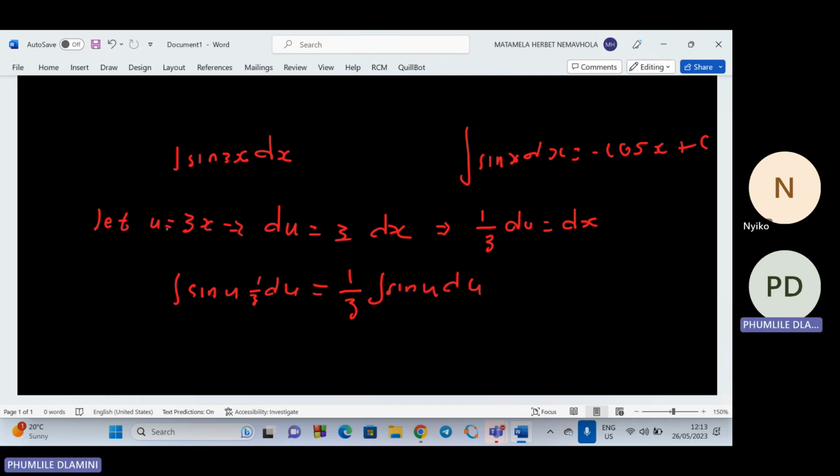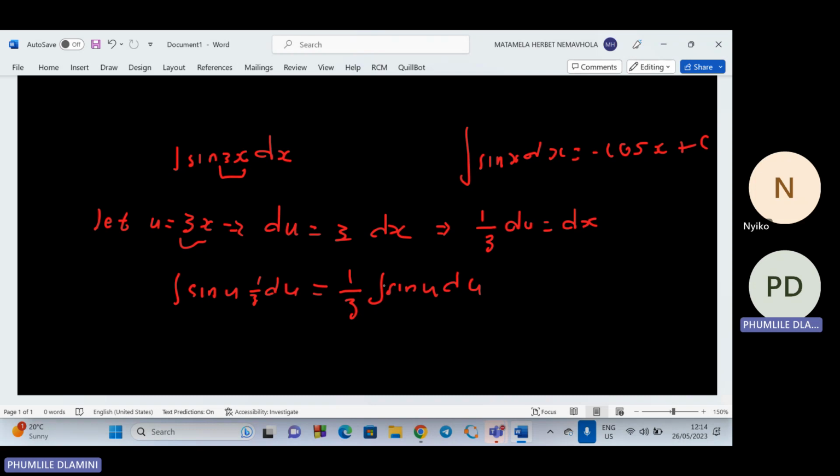So now, because u equals 3x, where there is 3x here, I substitute. I didn't substitute in all of sine x. I only put u where there is 3x. Then after that, I substituted where there is dx, because we know that dx equals 1 over 3 du. I substituted with 1 over 3 du. Then I take out 1 over 3 outside of the integral.